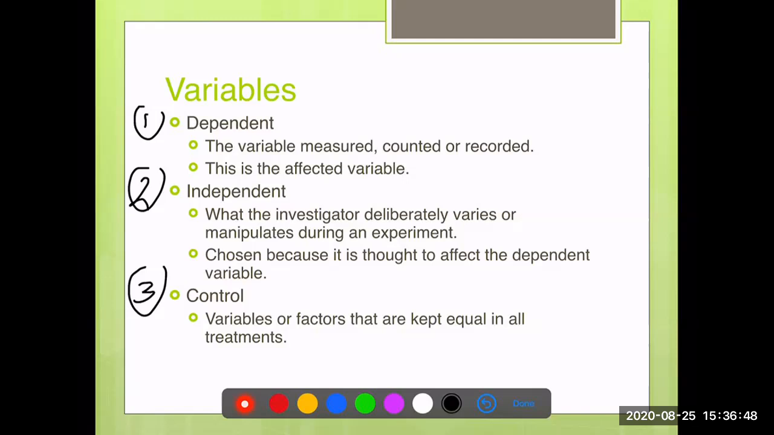The dependent variable is the easiest variable to identify in an experiment. It's easy because it's the one that's being measured, counted, or recorded. As soon as you know what's being recorded, what data was being written down, as soon as you know what that is, you know the dependent variable. The independent variable is whatever is different between the control group and the experimental group. This is a variable that's deliberately varied.